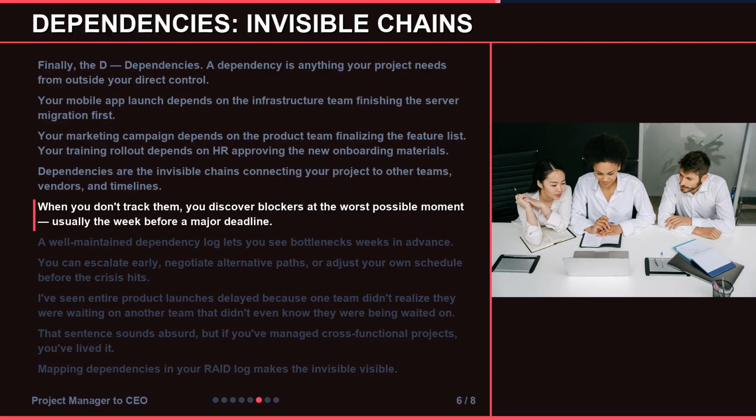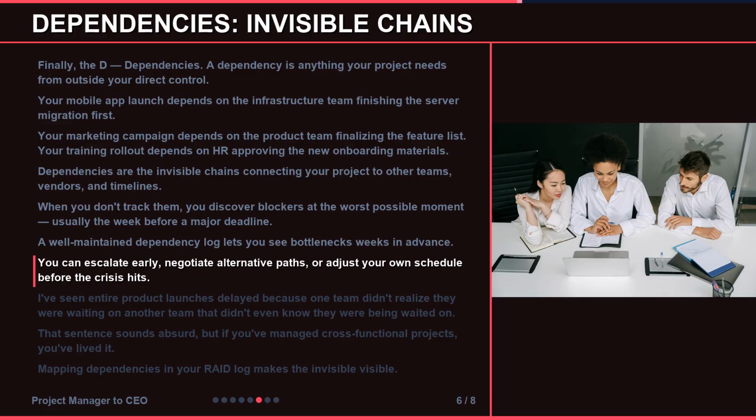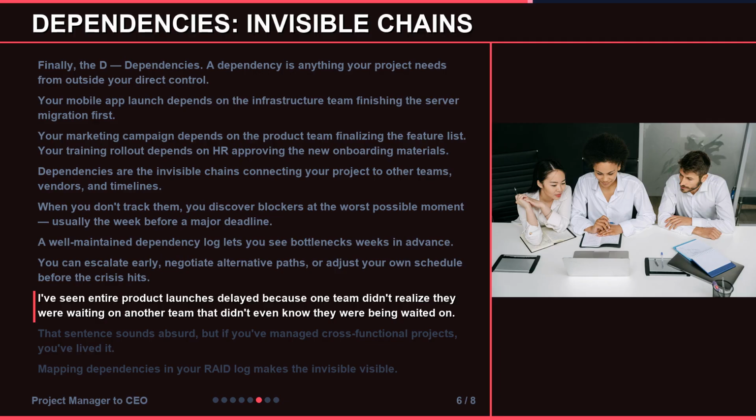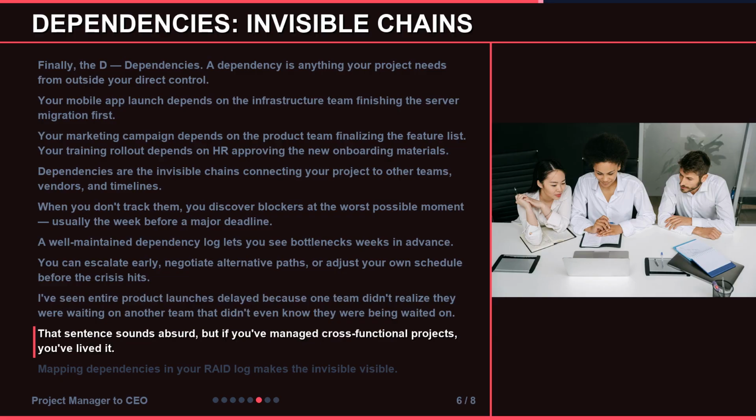When you don't track them, you discover blockers at the worst possible moment, usually the week before a major deadline. A well-maintained dependency log lets you see bottlenecks weeks in advance. You can escalate early, negotiate alternative paths, or adjust your own schedule before the crisis hits. I've seen entire product launches delayed because one team didn't realize they were waiting on another team that didn't even know they were being waited on. That sentence sounds absurd, but if you've managed cross-functional projects, you've lived it. Mapping dependencies in your RAID log makes the invisible visible.